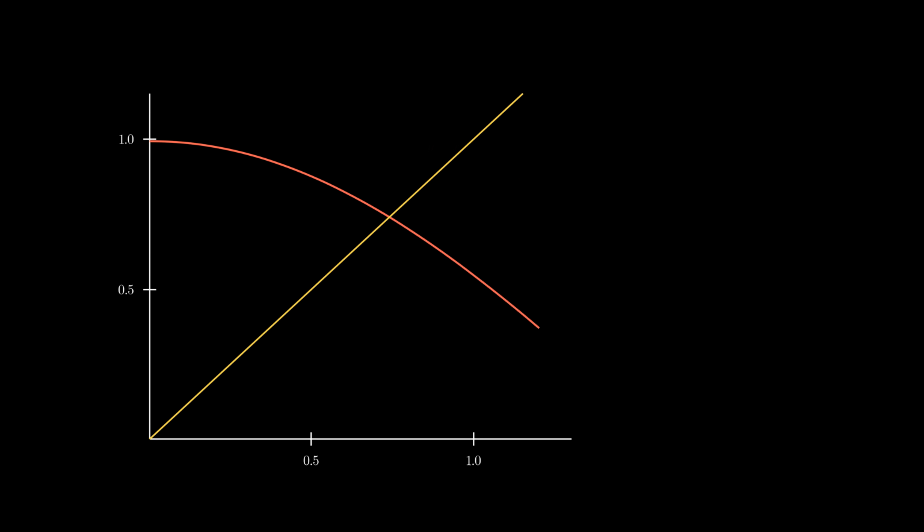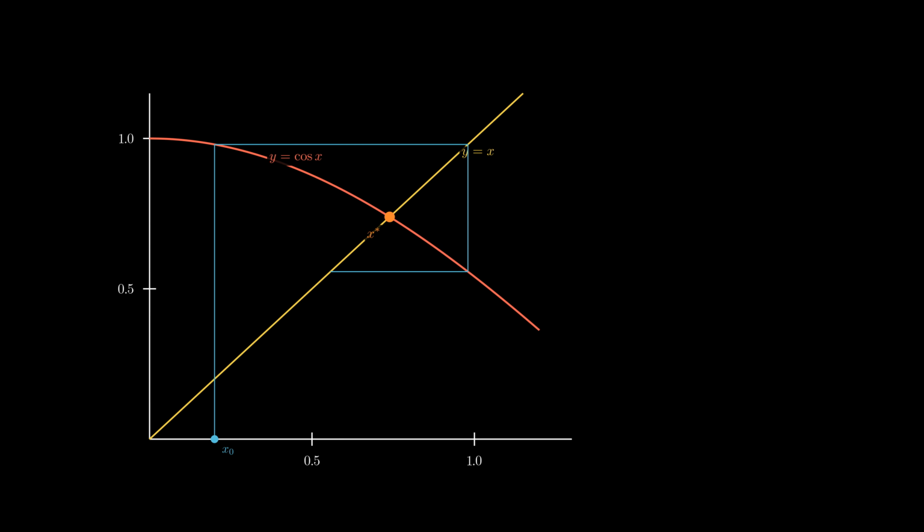Which number stays the same after we take its cosine? The curves cross once. That is x star, approximately 0.739. Can we reach it by iterating, the way we just did? Start at 0.2 and apply cosine. The output becomes the next input.